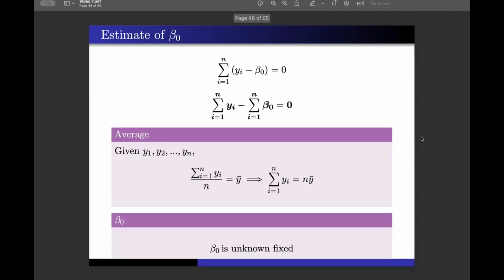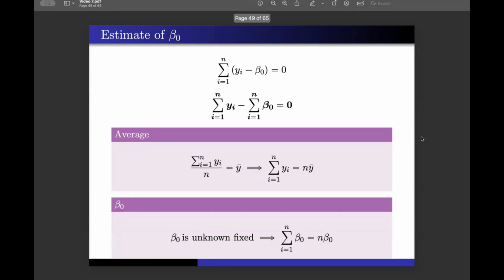The second term we have in the equation is of beta naught. What we know about beta naught is that it is an unknown quantity, but once we estimate its value, it will be a fixed value. It's not going to change as you move from one observation to another. It is unknown at this moment. Once you have the value, it will be a fixed quantity.